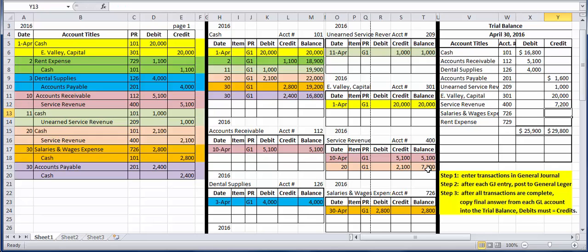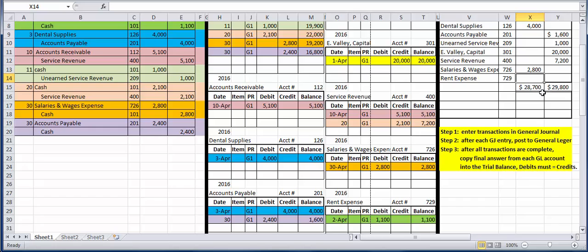$7,200. Then we've got salaries and wages expense. It's an expense, therefore it's part of debit. Expenses, debit accounts, carry debit balances. And finally, the last one, rent expense. It's an expense account, carries a debit balance.